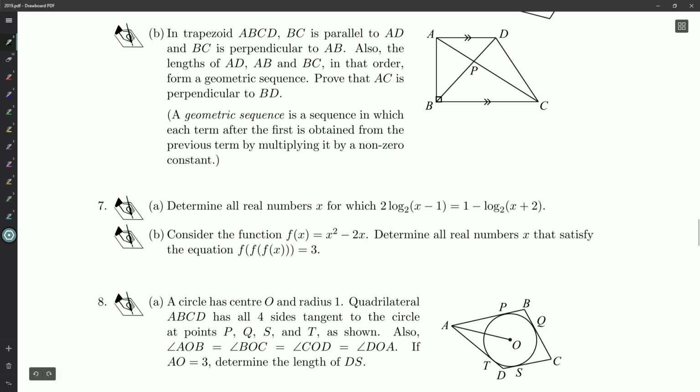Welcome back. We're still looking at our 2019 Euclid contest, and we're up to question number 7 now. Okay, so two parts, both of them written, so we need to explain what we're doing. A, determine all real numbers x for which 2 log base 2 of (x minus 1) is equal to 1 minus log base 2 of (x plus 2).